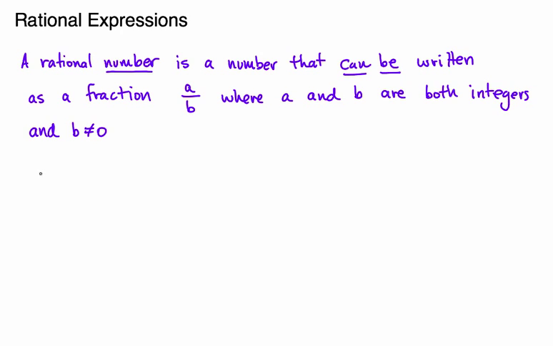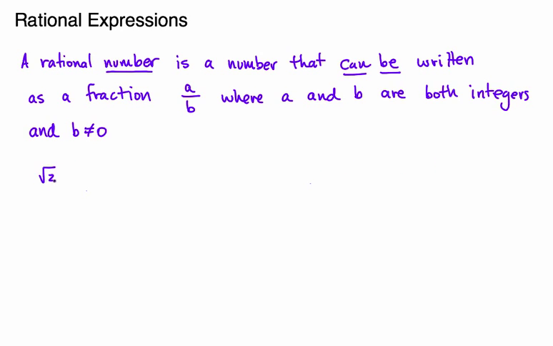A number like 3 can be written as 3 over 1, and the top and bottom are both integers. A number like negative 1/2 is already written as a fraction where the top and bottom are both integers. Another rational number might be the square root of 4, which really is 2, which is 2 over 1. 0.1 is okay because that's really 1/10, and negative 0.1 is really negative 1/10.